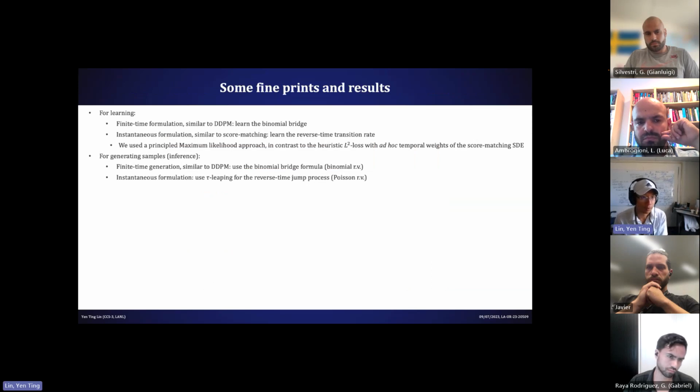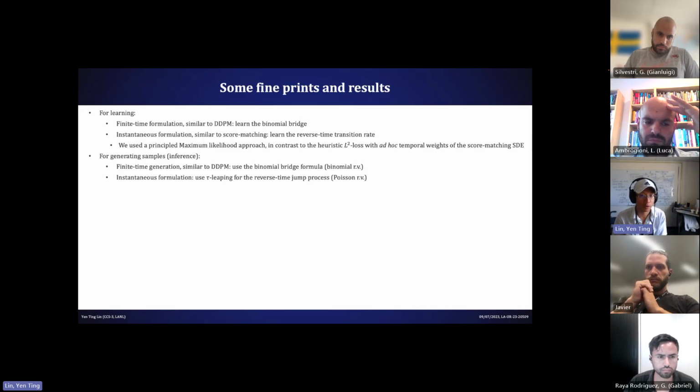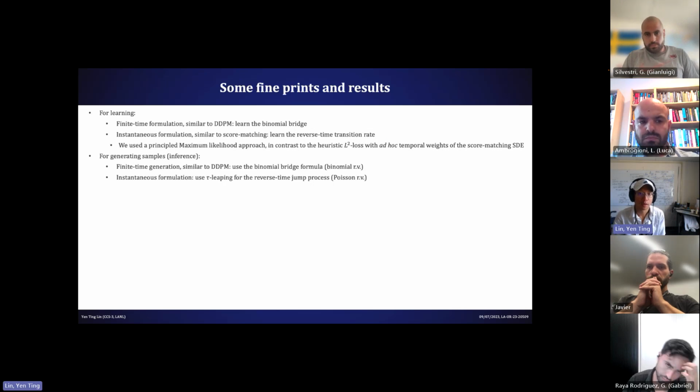Some fine print here before I show you the very simple, very concise results. For learning, we can do either a DDPM type of finite time formulation. There you learn how to do this binomial bridge; you ask a neural net to do this. Now, the instantaneous formulation is similar to the score matching methods. You learn the reverse time transition rate. So that's instantaneous: at any given point in time, it doesn't require two times.